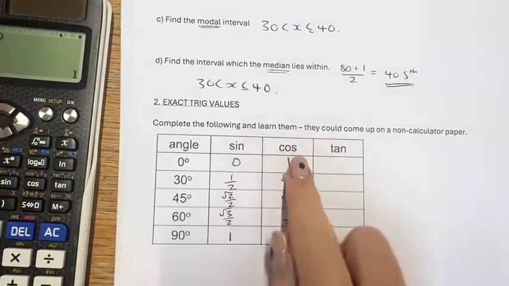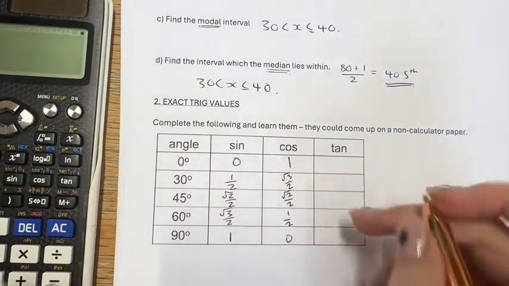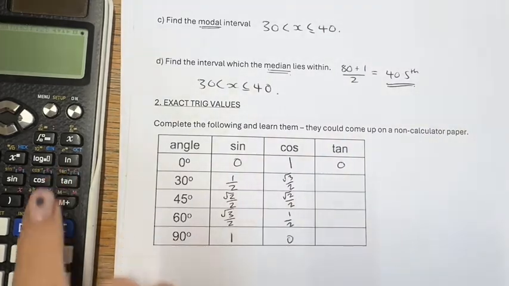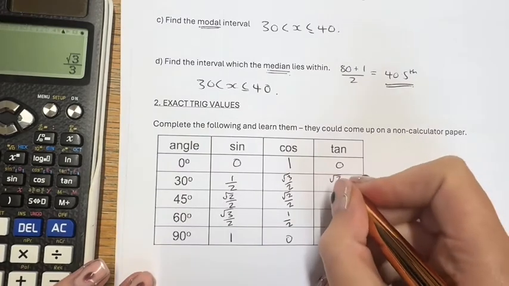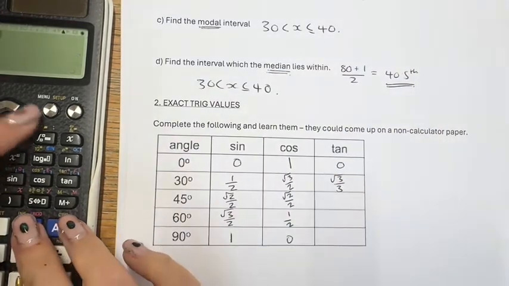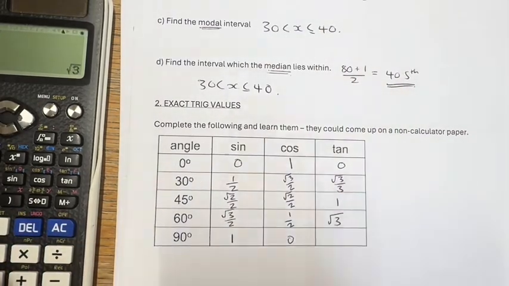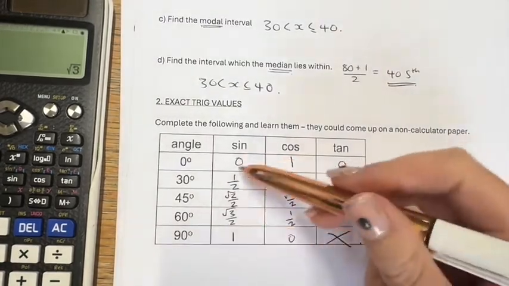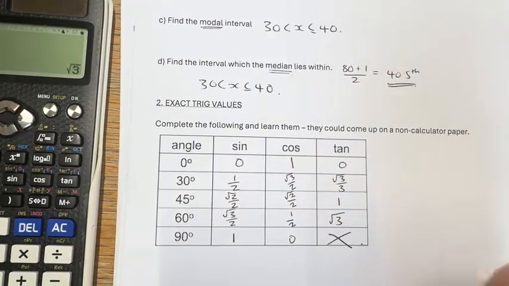And then tan, you would just divide. So 0 divided by 1 gives me 0. 1/2 divided by root 3 over 2 gives me root 3 over 3. That's 1. Tan of 60, root 3, and tan of 90 is not a value. Okay, so if you just remember the sine row and then flip them and divide, you've only got to remember 5 values.